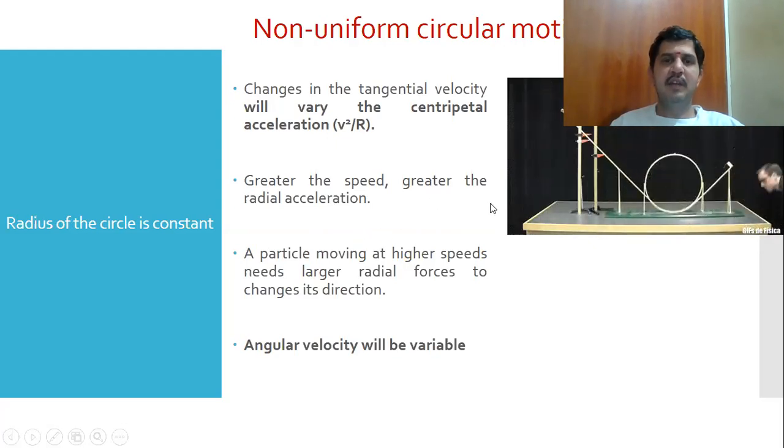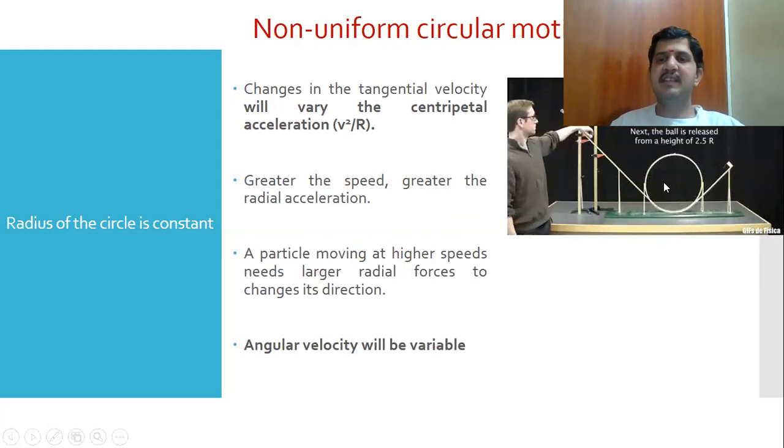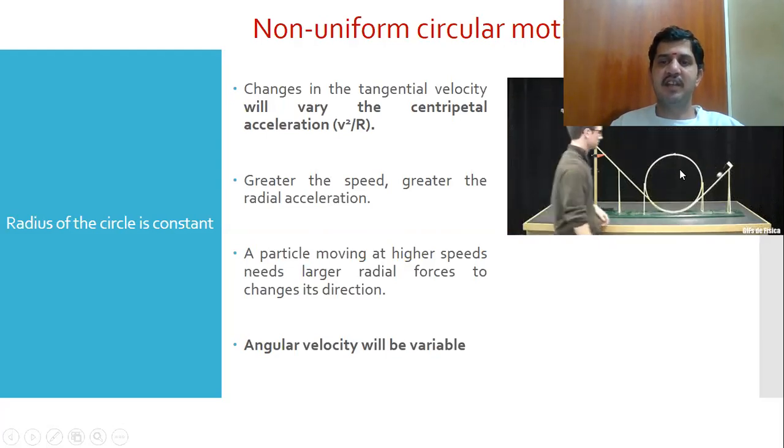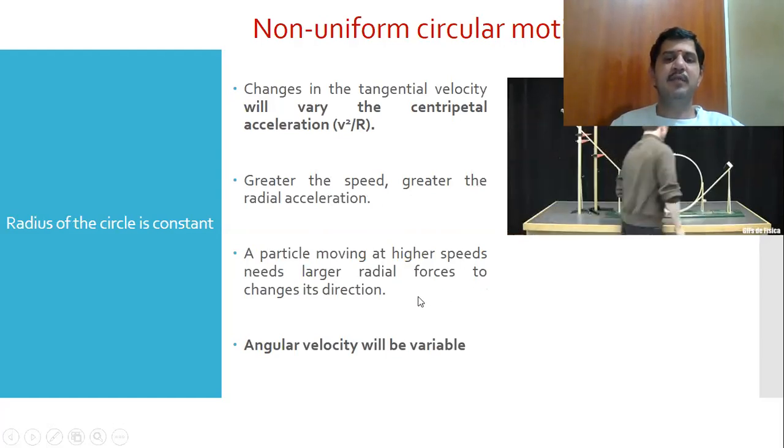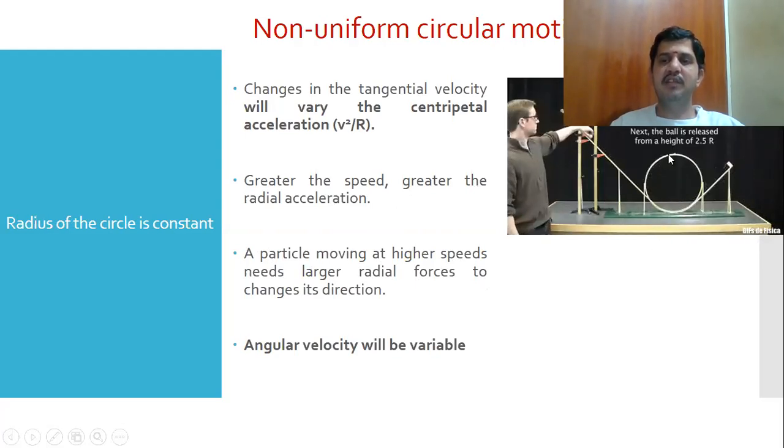As we know, we are looking at the first part where the radius is a constant. Radius of circle is a constant here. So when the speed is larger, the centripetal acceleration is larger. A particle moving at higher speeds needs larger radial forces to change its direction. So you need to have a larger radial force to pull it inside.